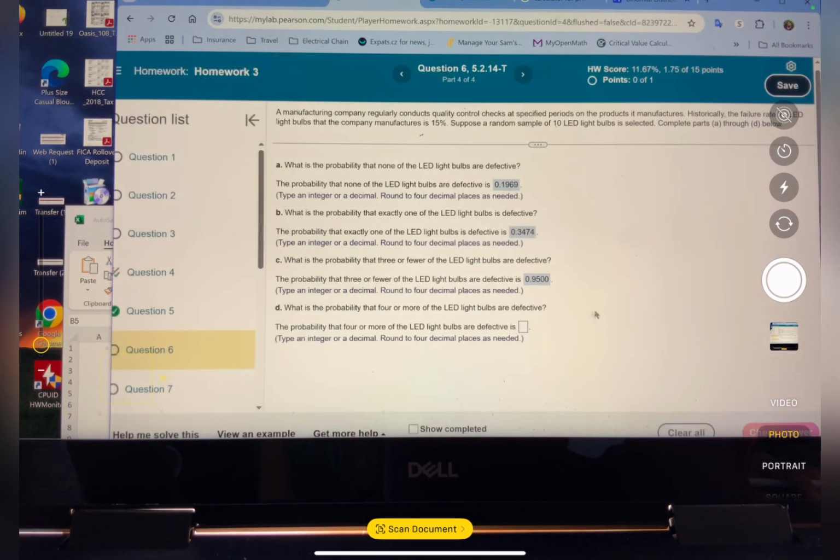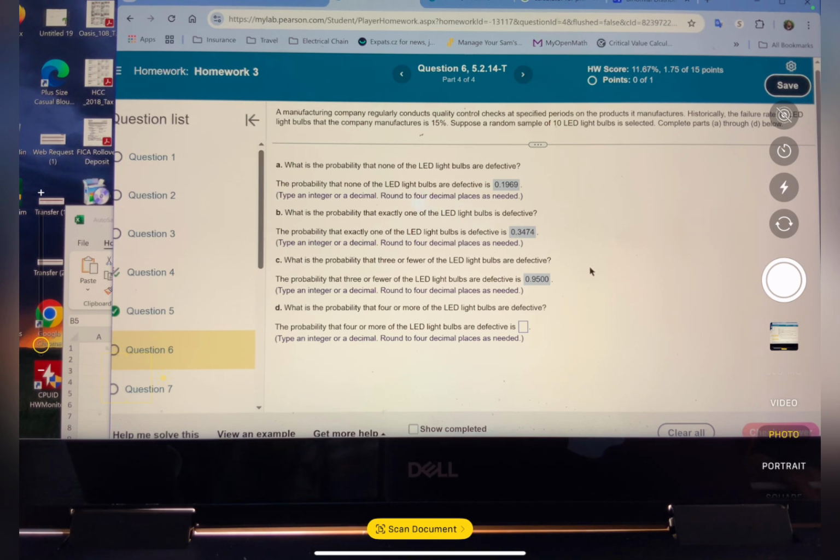So for 3 or less, you have to calculate the probability that x is 0, the probability that x is 1, the probability that x is equal to 2, the probability that x is equal to 3, and then add all of them up, and that's what the calculator is doing.